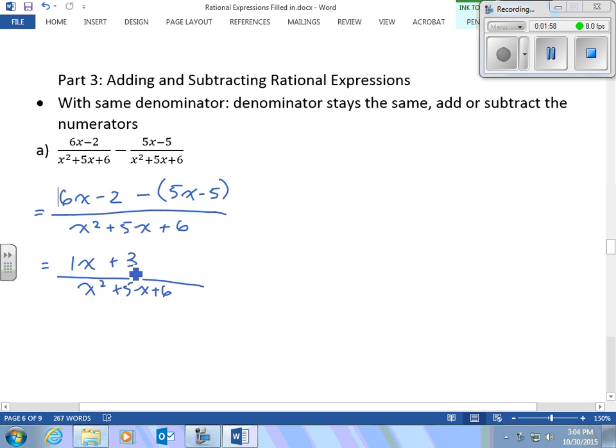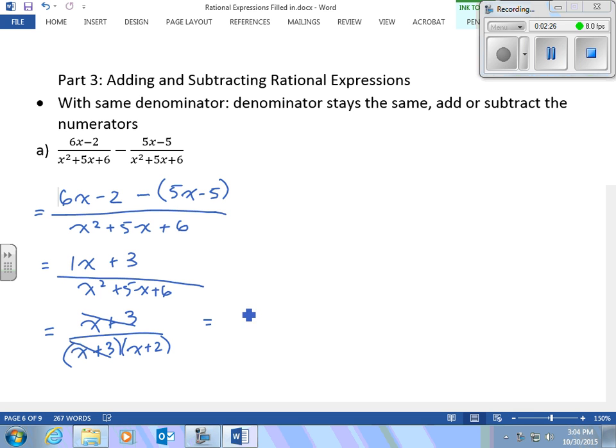So because the denominator could possibly be factored, let's factor it to see if we can simplify at all. So our numerator is x plus 3. Our denominator will be x plus 3 times x plus 2. And sure enough, we can simplify the x plus 3's. So we're left with, keep in mind, when you divide a factor by itself, we end up with a 1. So it's 1 over x plus 2.